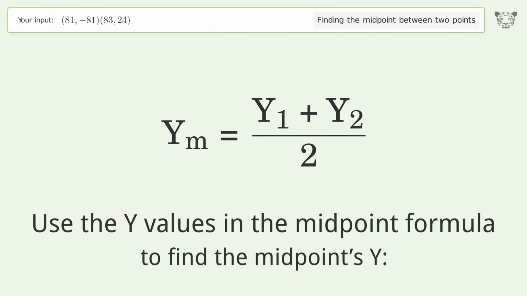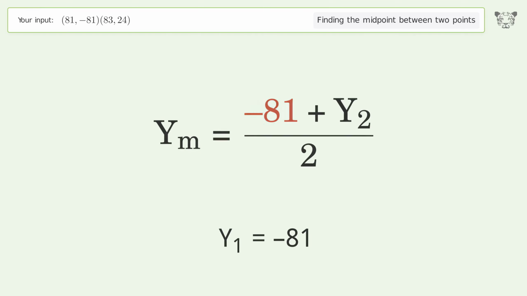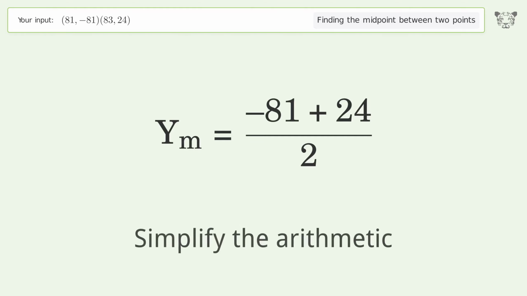Use the y values in the midpoint formula to find the midpoint's y. y1 equals negative 81. y2 equals 24. Simplify the arithmetic.